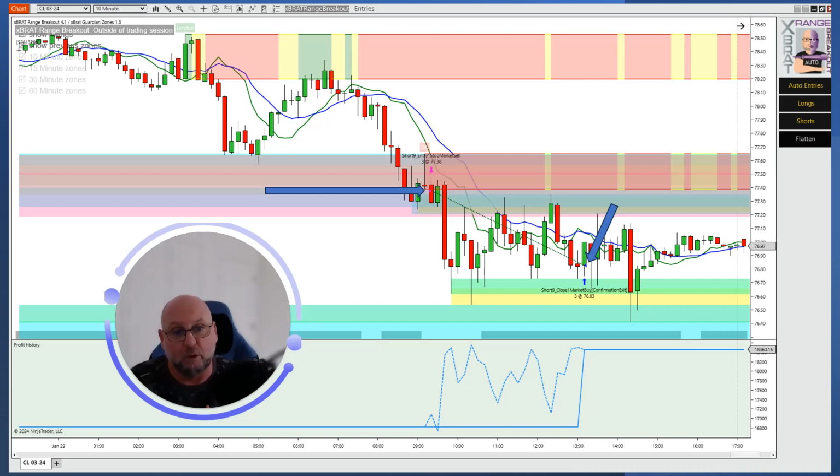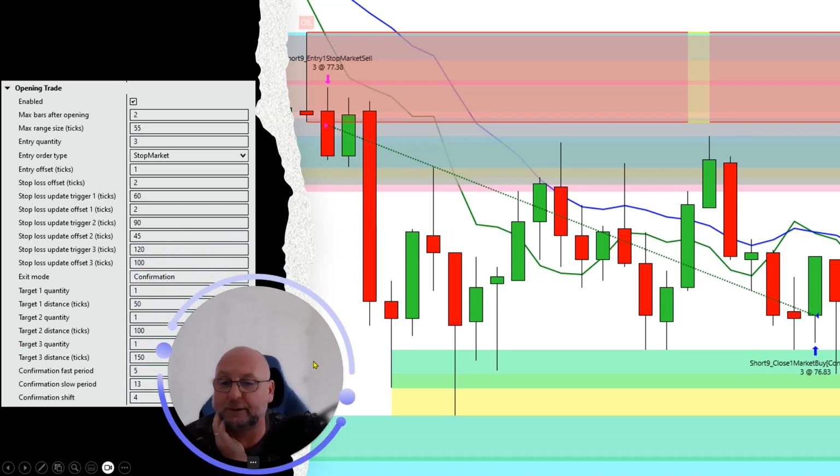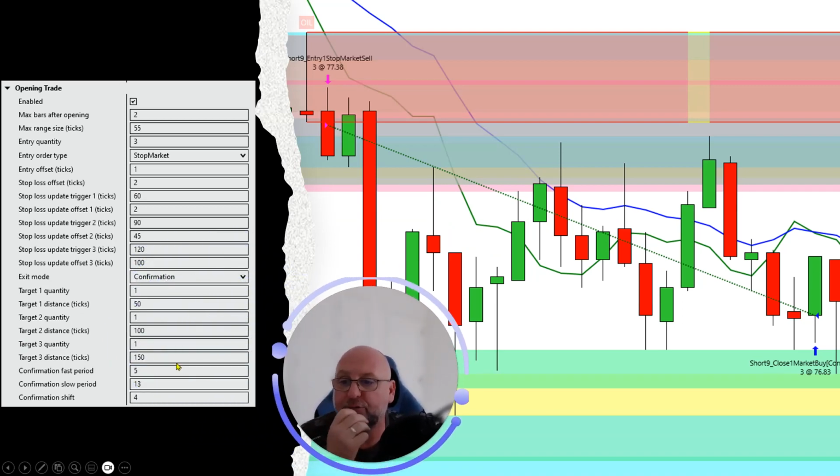So one of the things we have to do is allow the strategy to operate in the parameters that we've given it. So slightly closer look here, and what we're looking for really, the most important thing first, is the exit mode. We've got it selected for confirmation.